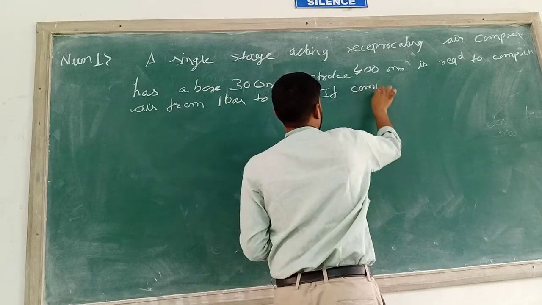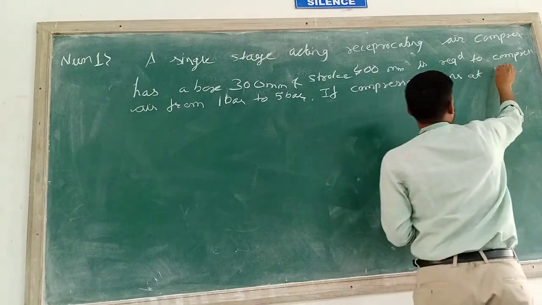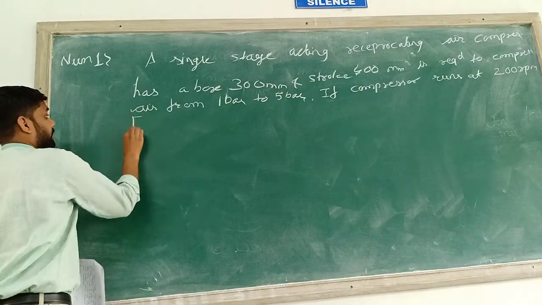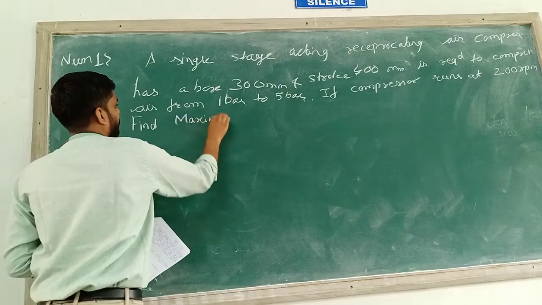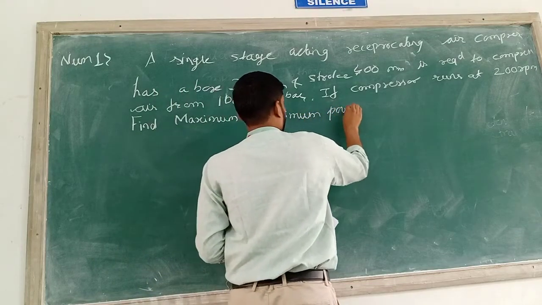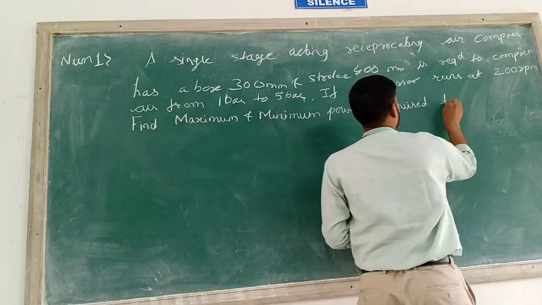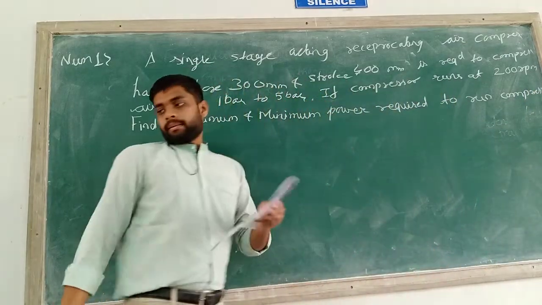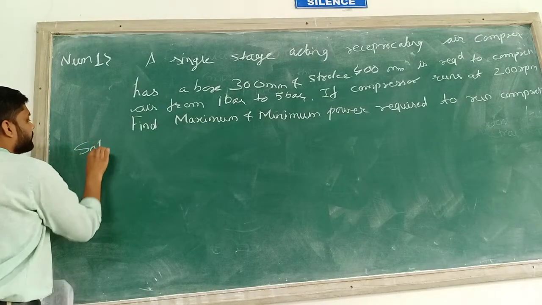If the compressor runs at 200 RPM, we need to find the maximum and minimum power required to run the compressor. So firstly we need to write the given data.